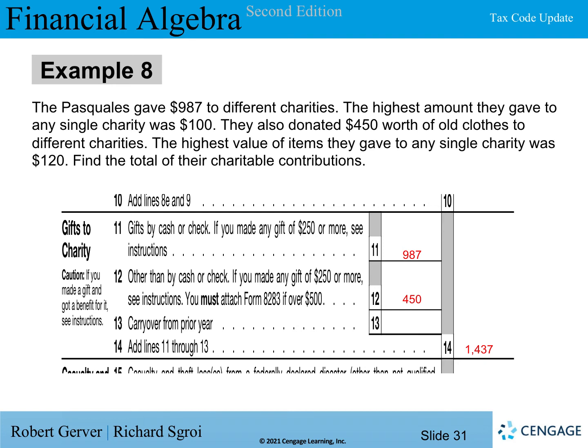All right, now we take and go to where it says gifts to charity, all right? And so we see line 11, gifts by cash or check. Nothing was over $250, so the total amount was $987. And then other than cash or check, this was the old clothes that they contributed, $450, line 12. We add them up, and gifts to charity for them for that particular year was $1,437.